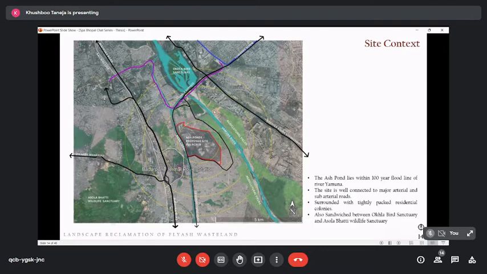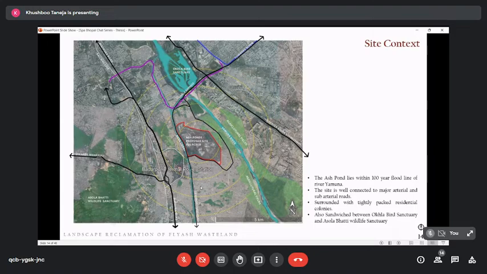Like I said, it is very close to river Yamuna, and the site is 895 acres. It is sandwiched between these two very important natural resources in Delhi, which are the bird sanctuary and a wildlife sanctuary. Somewhat, on an upper level, on a canopy level maybe, or through bird corridors, these sites are connected.